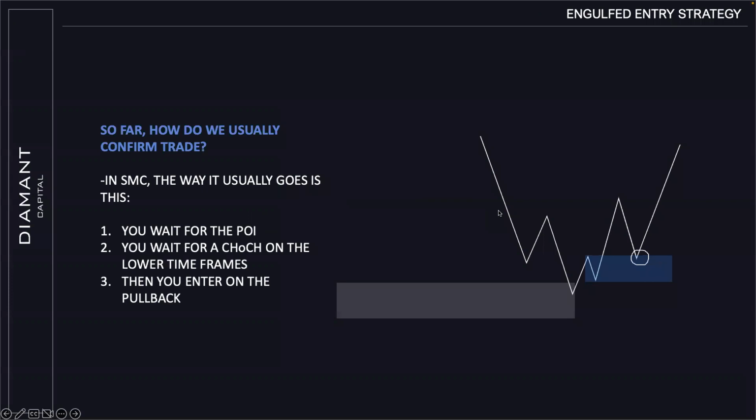So far in smart money concepts, how do we usually confirm a trade? What we usually taught is that you wait for your point of interest, you wait for a change of character on the lower time frames, so waiting for a break of this structure right here, for example, and then you enter on that pullback.